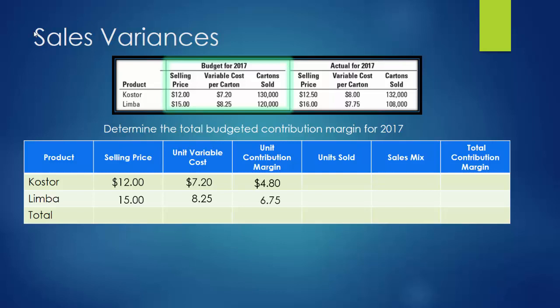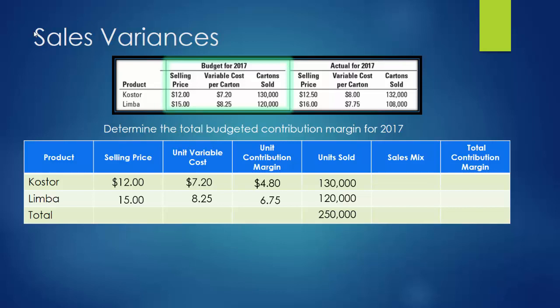And the unit contribution margin for the Limba would be $6.75. We budgeted to sell 130,000 cartons of Costor and 120,000 cartons of Limba, which means in total we are expecting to sell 250,000 cartons of our fruit drinks during this year. Let's compute our sales mix. We don't need it right now for the total contribution margin, but we're going to need these numbers later, so we might as well do it now.